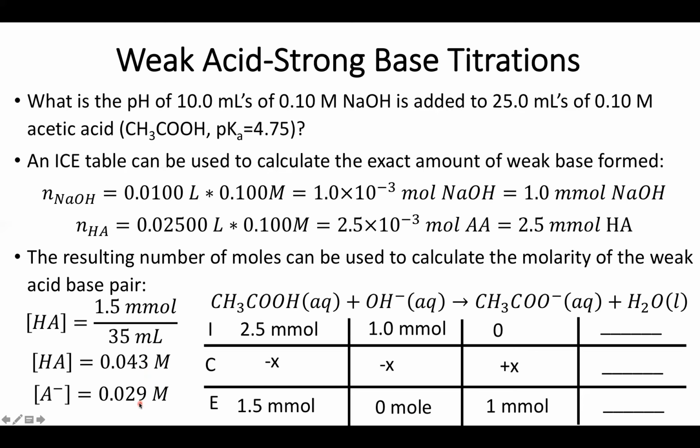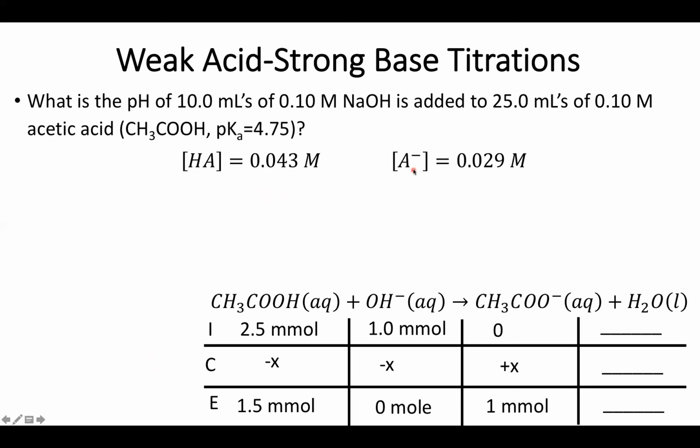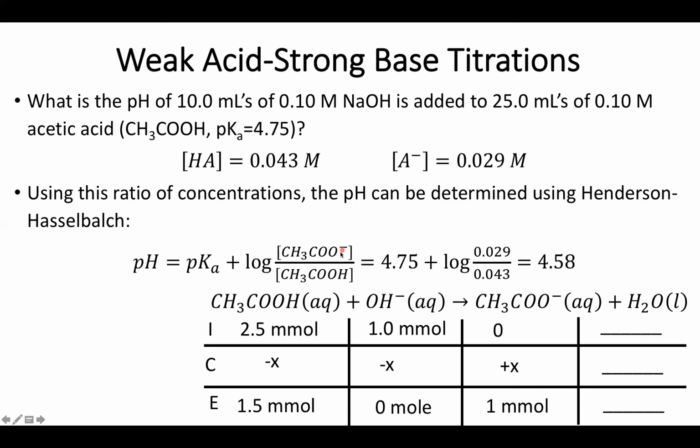So we can then use these two values to plug into our Henderson-Hasselbalch equation, again remembering that it's going to be pKa plus the log of the base, so in this case acetate, over the acid, in this case acetic acid. So our pKa here is 4.75. We're going to be slightly richer in acid, so our pH should be slightly lower than the pKa. So at this point, after having added 10 milliliters of sodium hydroxide, the pH is going to be about 4.6.